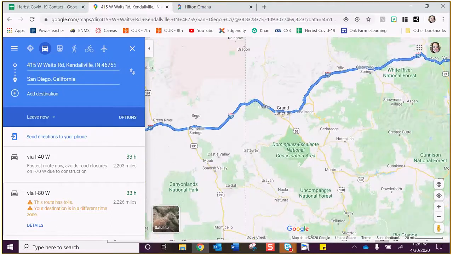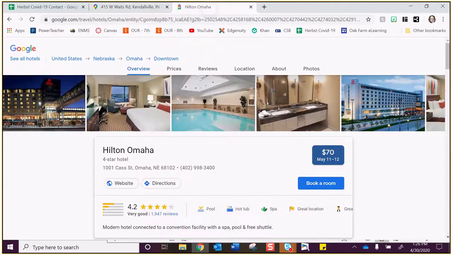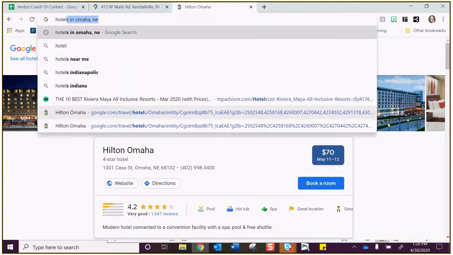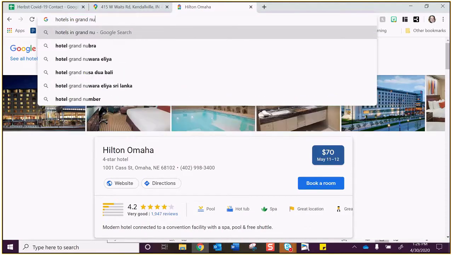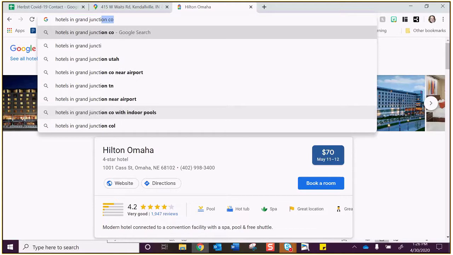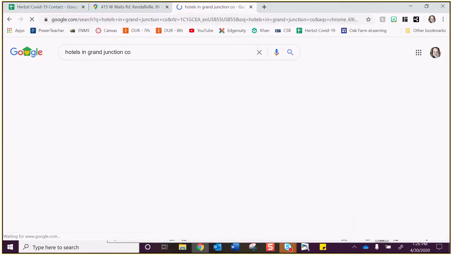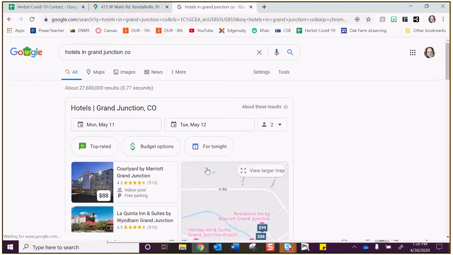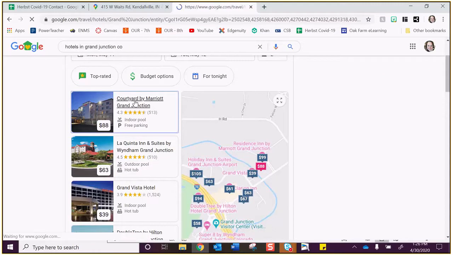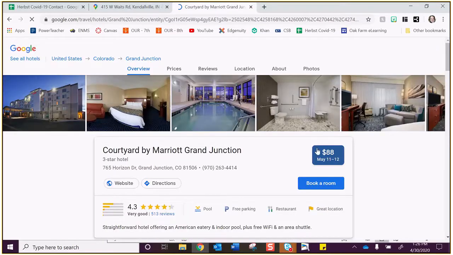Let's go Grand Junction. So now I'm going to type in, remember this is just for one night, hotels in Grand Junction, Colorado. There we go. Courtyard by Marriott, Grand Junction, $88 a night.